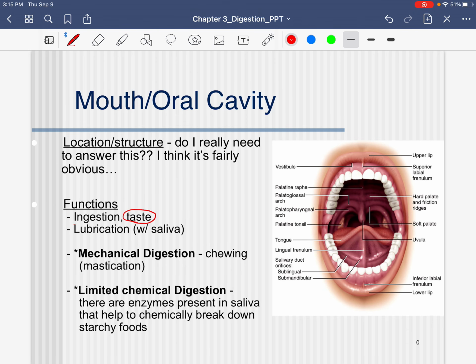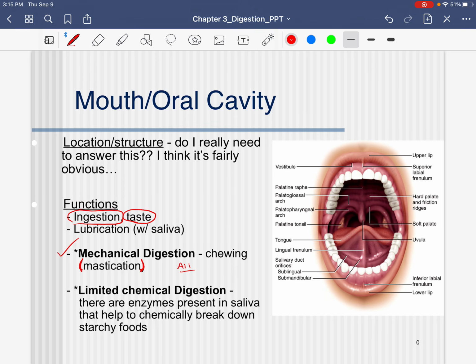So this is where we have taste. We already mentioned the taste buds. This is our point of ingestion. We do have the aid of saliva for lubrication, but more importantly, we have mechanical digestion. We chomp our teeth up and down, chewing to mechanically break down food into smaller pieces. By the way, the fancy word for chewing is mastication. You don't have to know that, but if you want to sound smart to someone, the process of mastication.